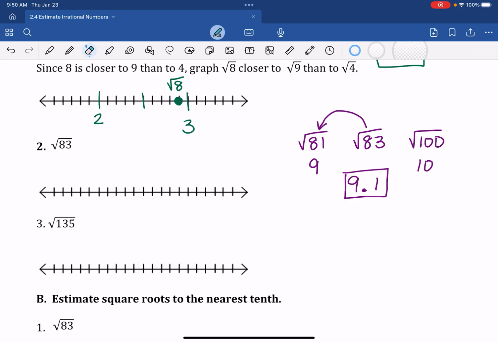So let's put 9 right here. 1, 2, 3, 4, 5. So that's 9.5, 6, 7, 8. And that would be 10. So 9.1 is about right there. So we'll just say that's the square root of 83.